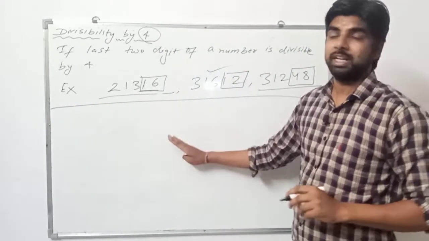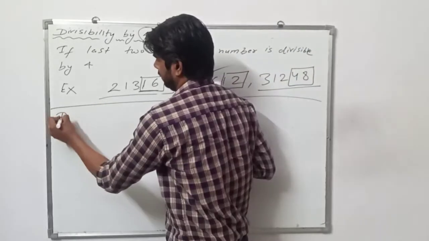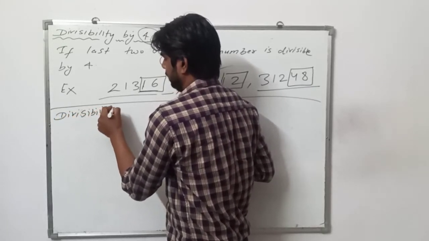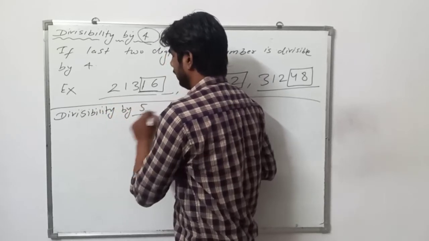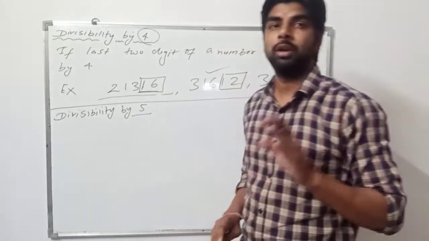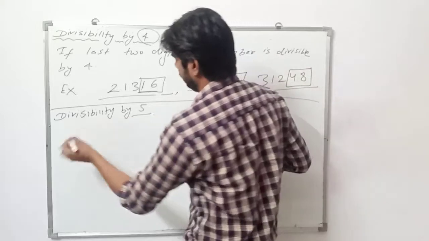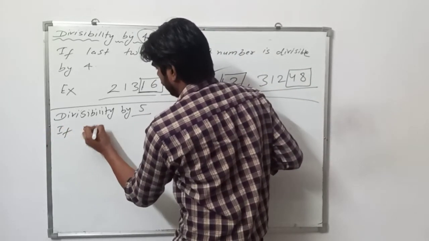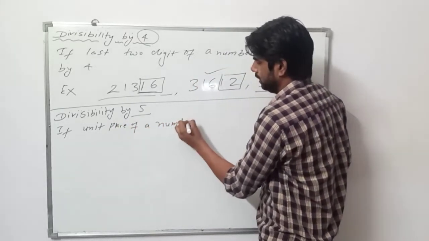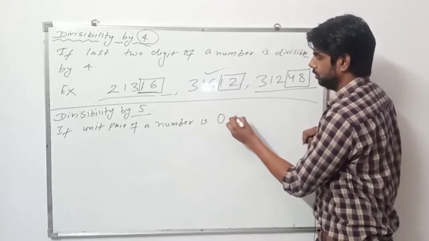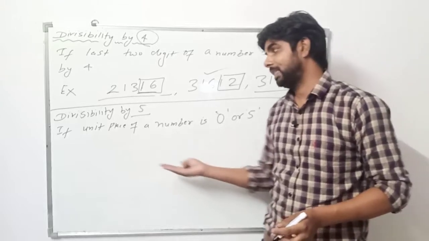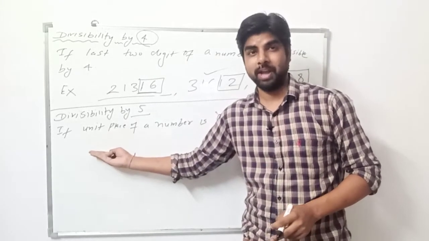Now we will learn divisibility by 5. Now we will learn how we can find out whether a number is fully divisible by 5 or not. So what is the rule? If the unit place of a number is 0 or 5, then that number is fully divisible by 5.